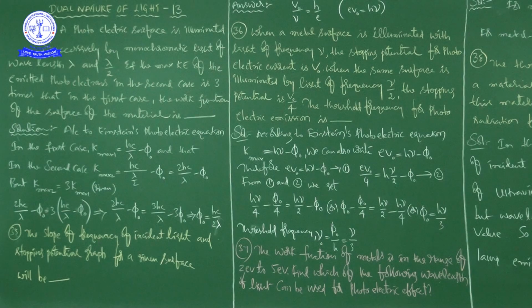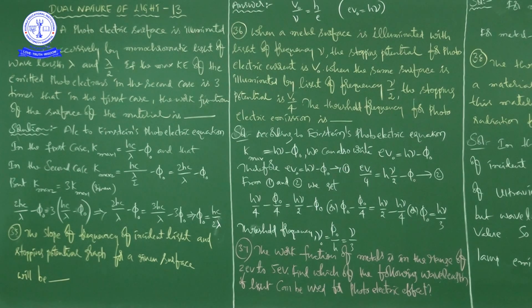According to Einstein's photoelectric equation, we know that K maximum is equal to h nu minus phi naught, and we can also write e V naught is equal to h nu minus phi naught. In the first case, the stopping potential for the photoelectric current is V naught for light of frequency nu, so you can write this based on the situation given in the first case.